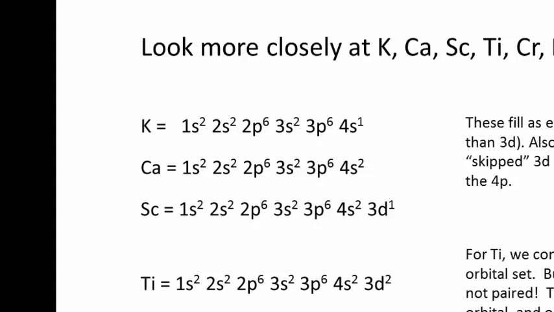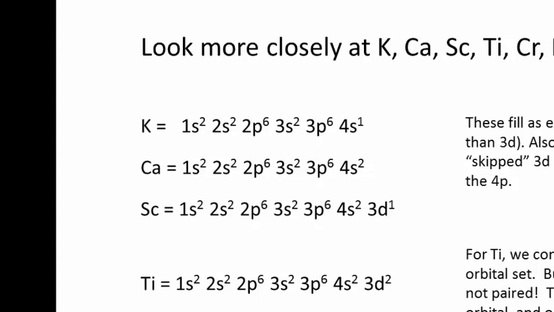Calcium, likewise, as we would expect, is 1s2, 2s2, 2p6, 3s2, 3p6, and 4s2. And we've paired up all of the electrons in each orbital. We've paired up the electrons in the 1s, the 2s. We filled completely the 2p. We filled both electrons in the 3s. We filled completely the 3p, and also 2 electrons in the 4s. Now, if what I'm saying is going a little rapidly, you can always stop, back up a little bit, and watch it again.